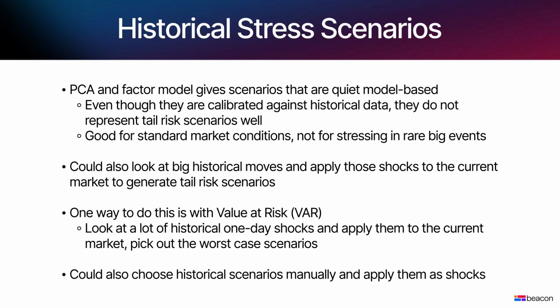The first one is value at risk, or VaR. VaR looks at historical one-day moves over a long historical window, applies each one of those historical one-day returns to the current market, and then for each one of those scenarios calculates the P&L and then looks at the distribution of those P&Ls. P&L means profit and loss, by the way.